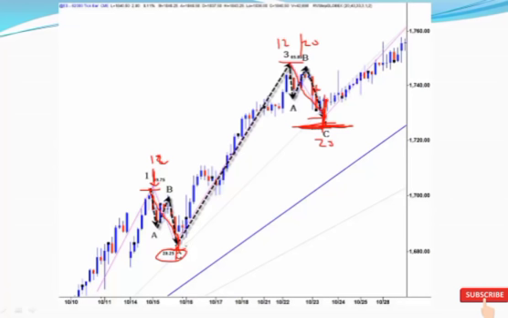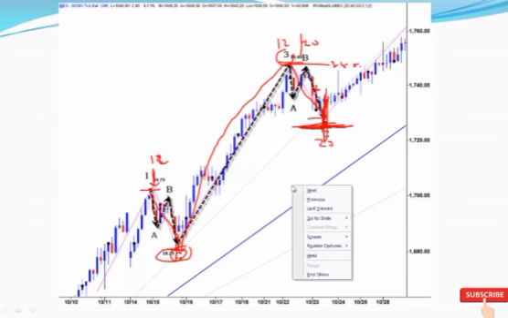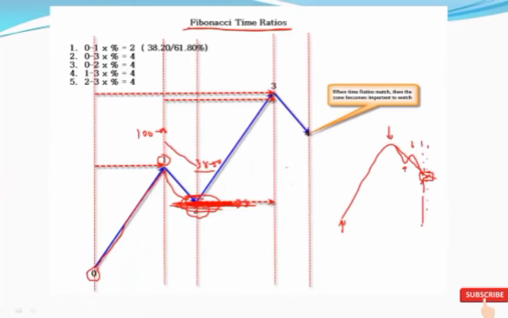The other thing we look at is we take this low to this high and we measure time. So whatever time it took to go from here to here, from 2 to 3 wave, we're then going to measure 38, 50, or 61.8% of this. So let me continue where we were.